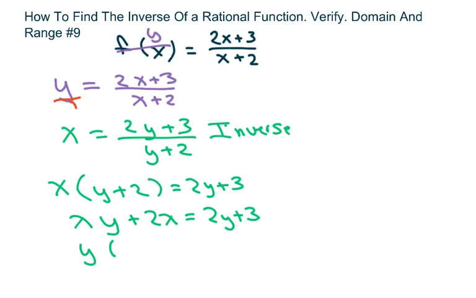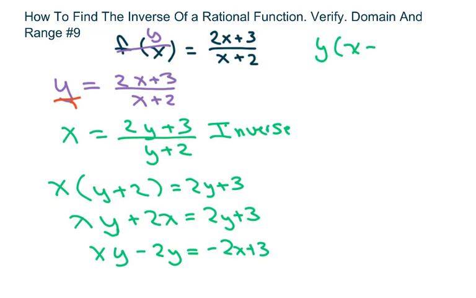Okay, so the first thing you want to do is to group your y's together. So I'm going to move the 2y over and the 2x on the other side. And then we're going to factor out a y. So we get y times x minus 2 equals negative 2x plus 3. Divide both sides by x minus 2, so you get negative 2x plus 3 over x minus 2.